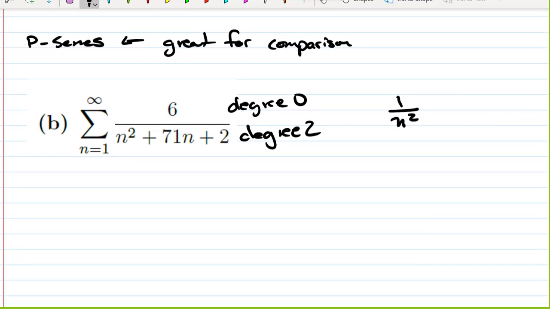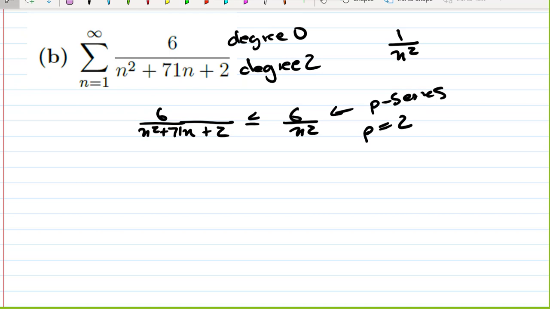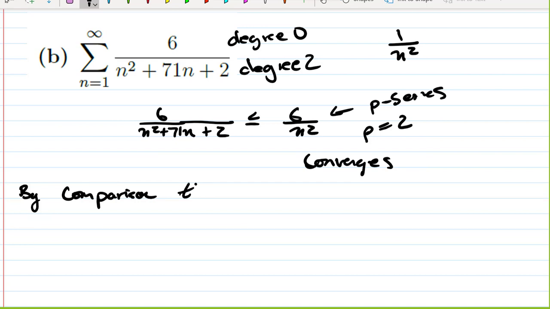So now, using our same argument, if we are adding things to the denominator, that is going to make this smaller. So 6 over n squared plus 7n plus 2 is going to be less than or equal to 6 over n squared, because adding things to the denominator is going to make this fraction smaller. So then this is a p-series with p equal to 2. So then we know that p-series with p bigger than 1 converge. So then, once again, by comparison, the series converges.